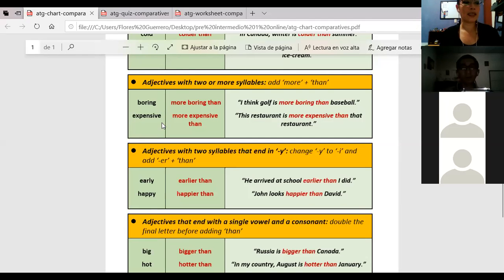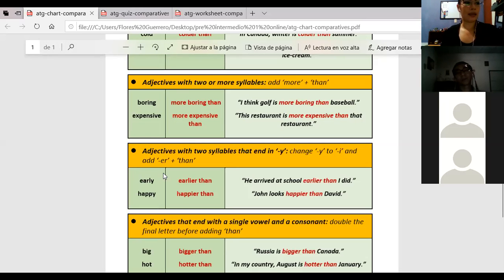Luego tengo expensive. ¿Qué es expensive? Caro. Mucho dinero. Entonces, si ustedes escuchan expensive, tiene tres sílabas. Expensive. That's expensive. Entonces, le voy a agregar more. Luego el adjetivo, tal cual, expensive. Y luego than. This restaurant is more expensive than that restaurant.